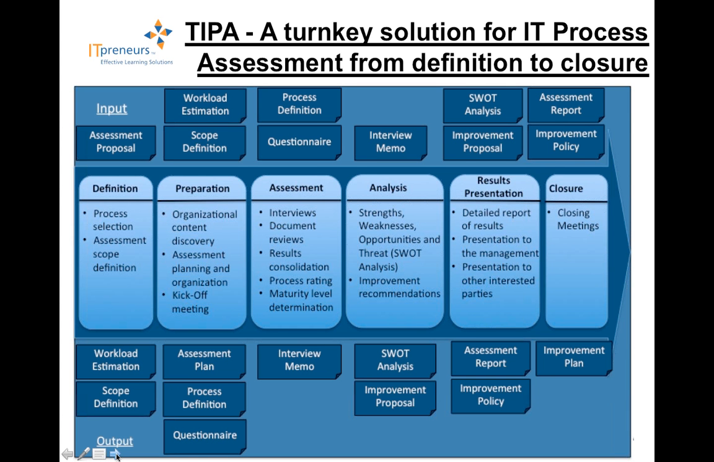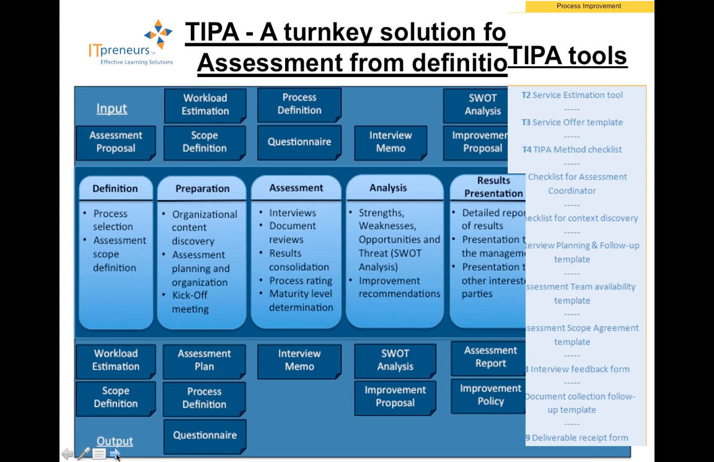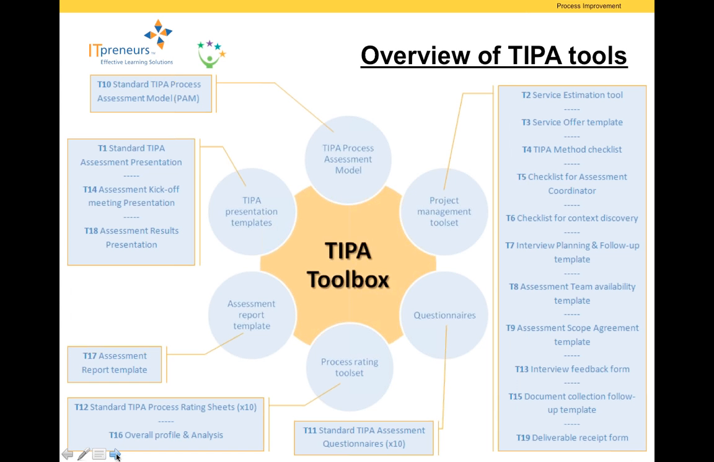So this is really TIPA at a glance. And you can see with these inputs and outputs, all of the central phases here, the 6 phases, are supported by all of those tools that exist within a toolkit in TIPA. And that is what really helps you to do it more efficiently. I'm talking about the assessment, and to do it thoroughly as well, making sure that you do all of what is required. This slide shows you the overview of those TIPA tools and how they are grouped.